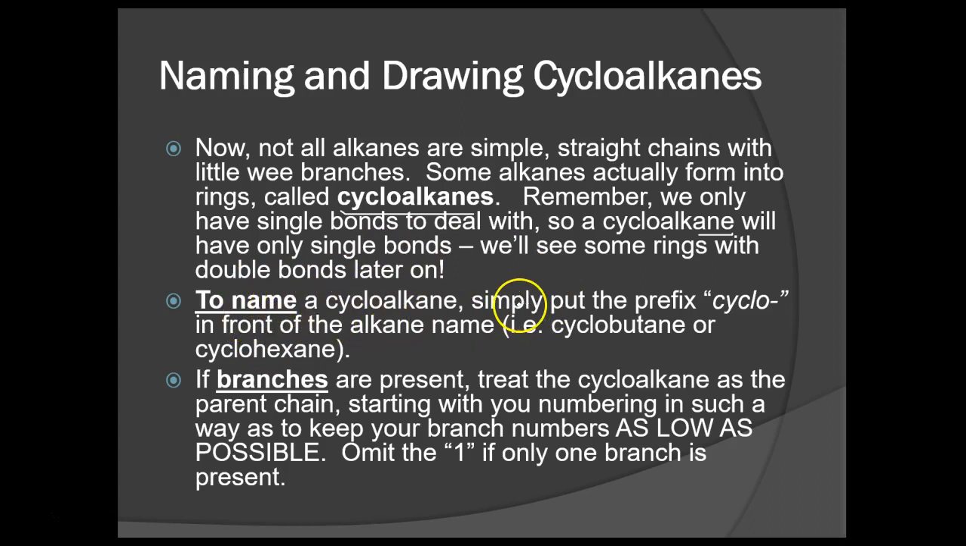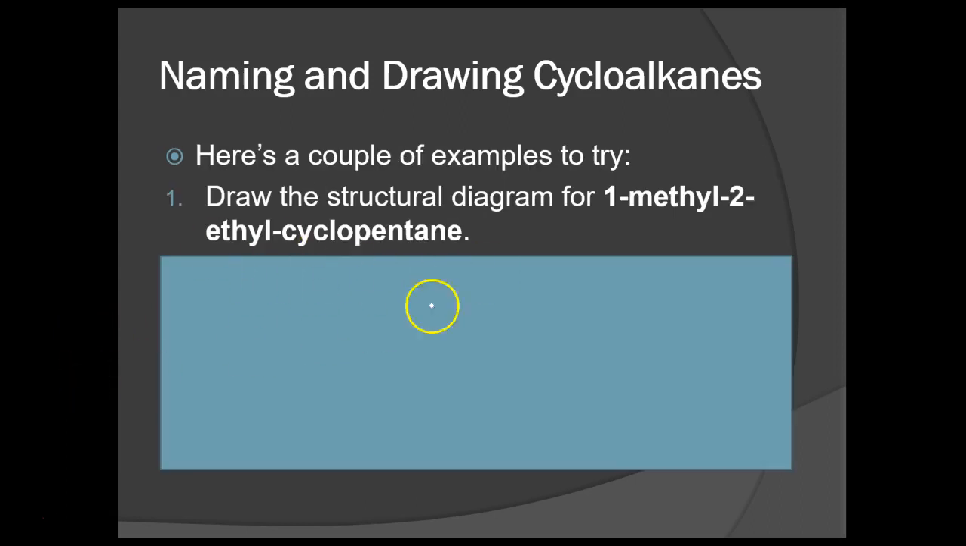To name a cycloalkane, we would simply put the prefix cyclo in front of the parent chain name. For example, if it's a butane, we would do cyclobutane or cyclohexane. If branches are present, we'll treat the cycloalkane as a parent chain, starting your numbering in such a way as to keep your branch numbers as low as possible, just like we've done before. If there's only 1 branch in the chain, we don't need a 1. Okay, if there's only 1 branch, we can just call it, for example, methyl cyclobutane, if there's only 1 methyl group on that. So let's have a look at this.